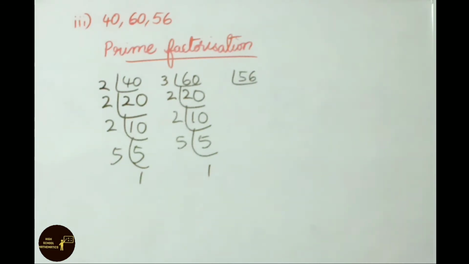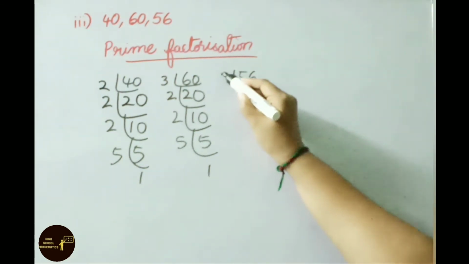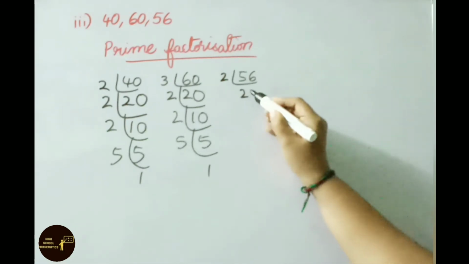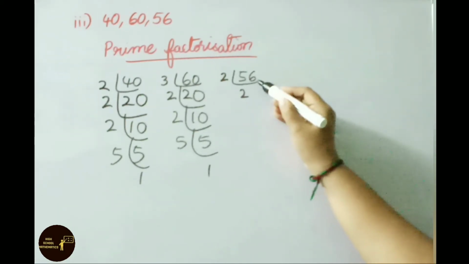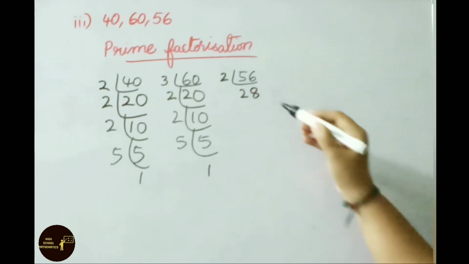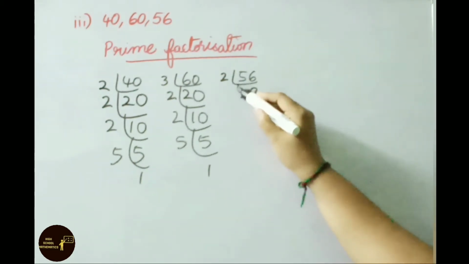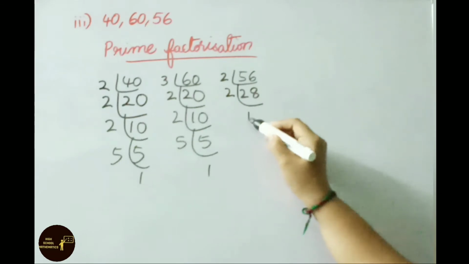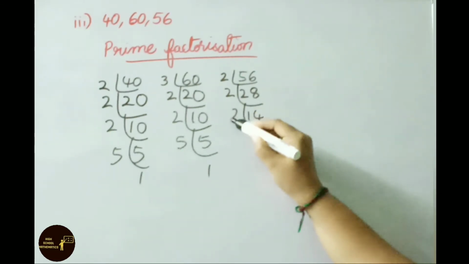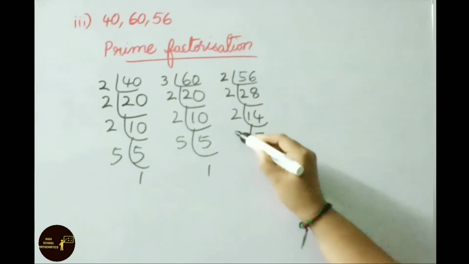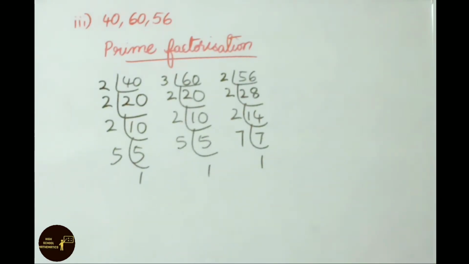Now see 56, we shall divide. 2 table, 2 2s are 4. Carry 1, that is 16. 2 8s are 16. So 2 28s are 56. Now 2 table, 2 14s are 28. 2 table, 2 7s are 14. 7 table, 7 1s are 7.